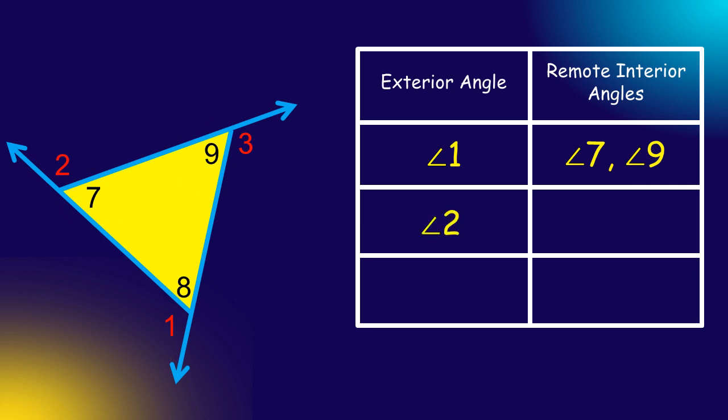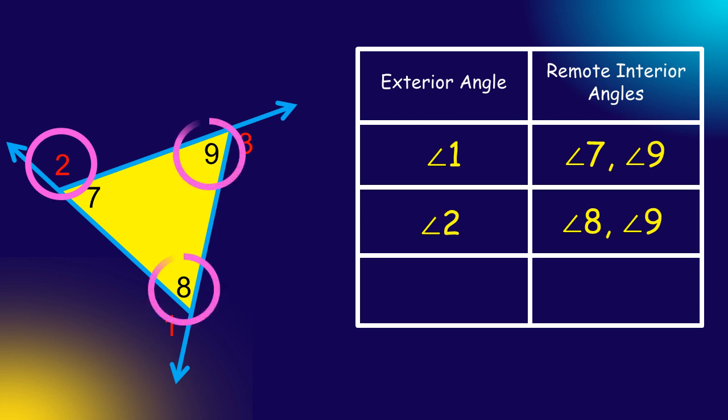Next exterior angle, angle 2. So this is angle 2. Can you tell me the remote interior angles of angle 2? Very good. They are angle 8 and angle 9. Okay, sana nakukuha na natin yung ating pattern on how to get the remote interior angles of exterior.